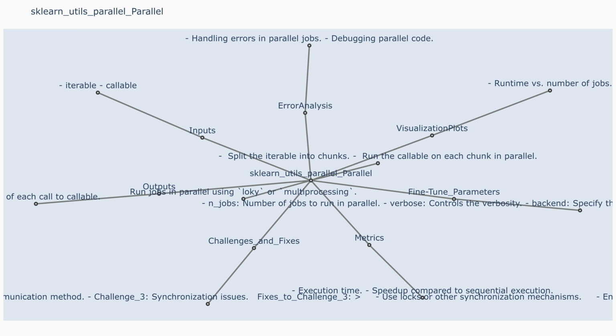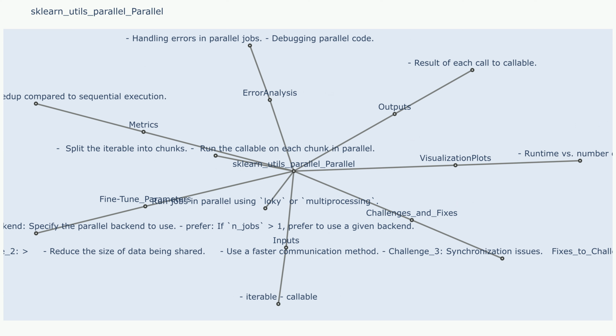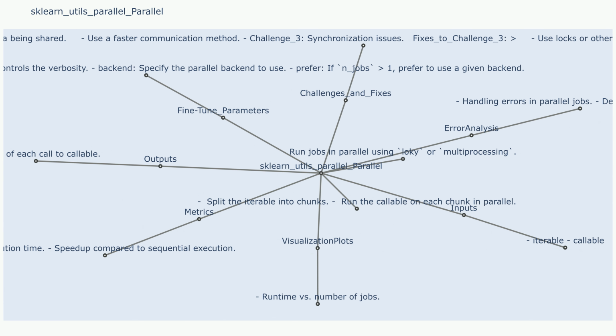Inputs. n_jobs. This parameter specifies the number of jobs to run in parallel. A value of -1 indicates that all available processors will be utilized, while a positive integer specifies the number of cores to use. Verbose controls the verbosity of the output. Setting it to 0 disables all output, while higher values increase the level of detail displayed.